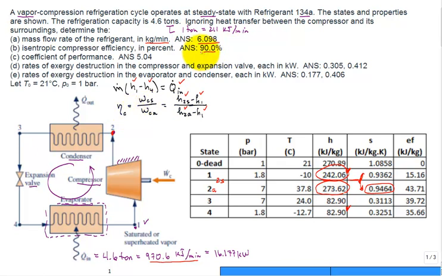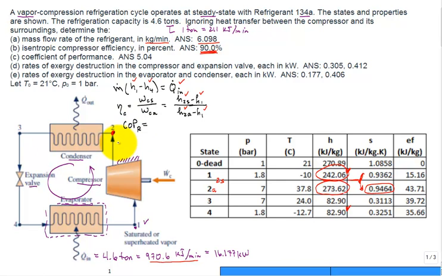I'm going to just stop right there because I'm running out of space, and say that you can finish that and get 90% isentropic efficiency. All right. What about the coefficient of performance, the COP? Some use beta, but I prefer just COP of the refrigerant.